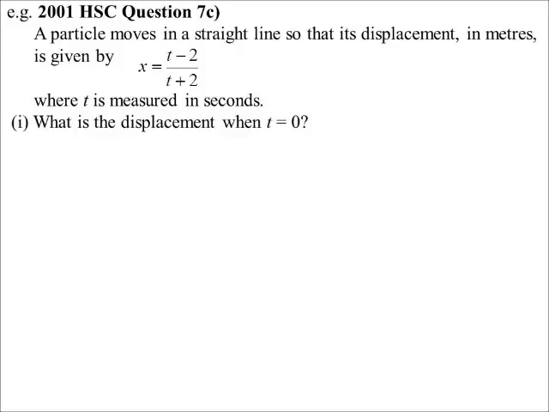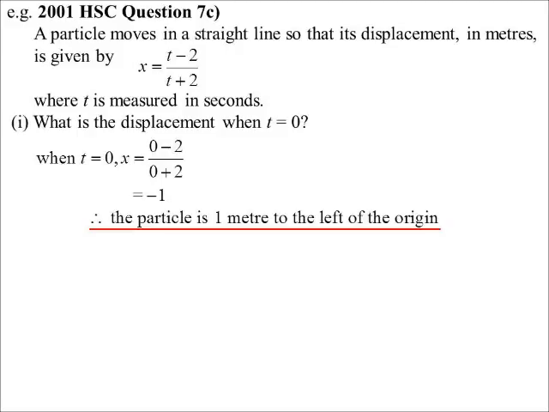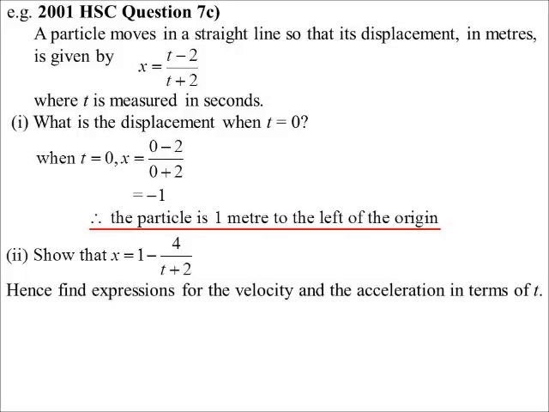What's the displacement when t equals 0? So in other words, where is it initially? So sub in 0, and we get -1. We're 1 unit to the left of the origin initially. Show that... oh, it's a 2-unit question, okay, there's a bit of a gift.